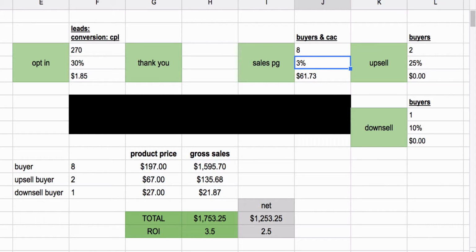Like if this number is too low, you know that you need to fix the sales page. If these numbers are too low, you know that you need a better offer, or you need to fix the page. And if they're really low, then right, you're doing a great job.